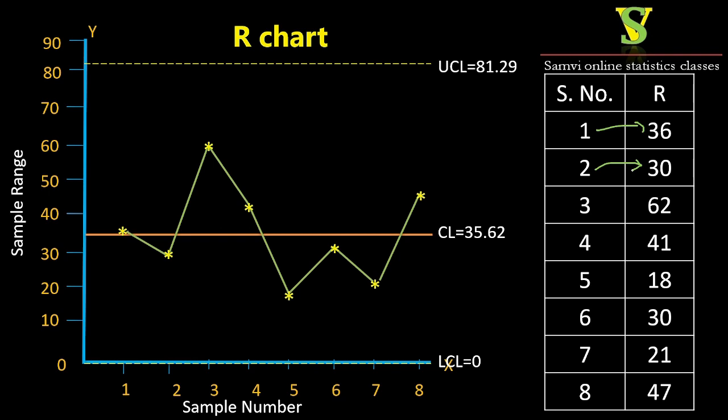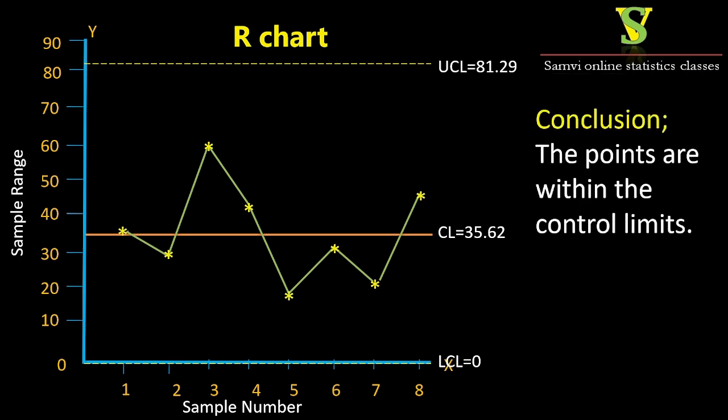This type of presentation is known as R chart. Now, by using this graph, we can write the conclusion. Here, the points are within the control limits.